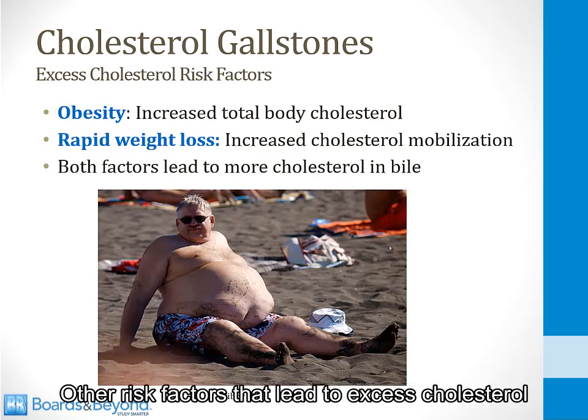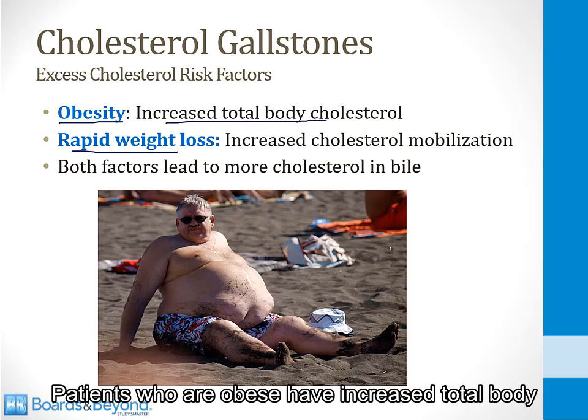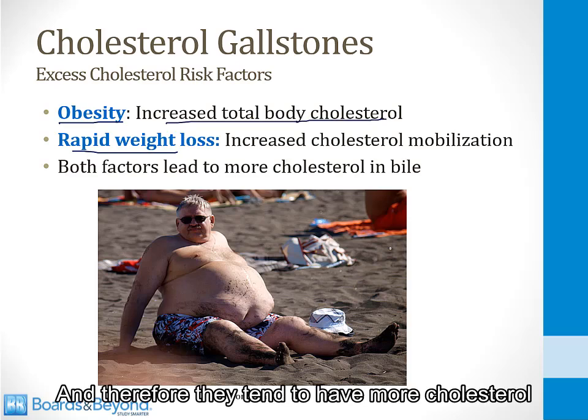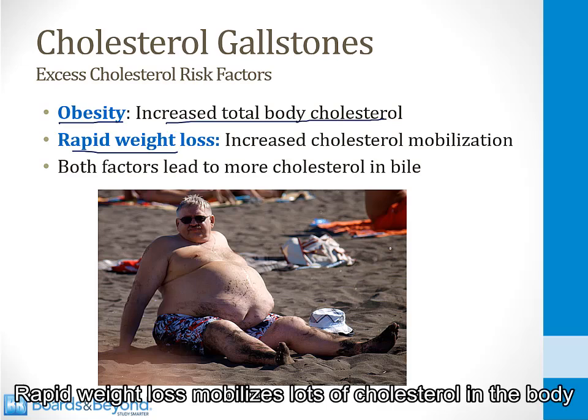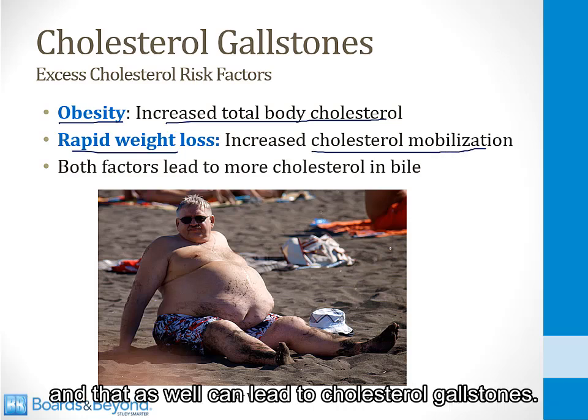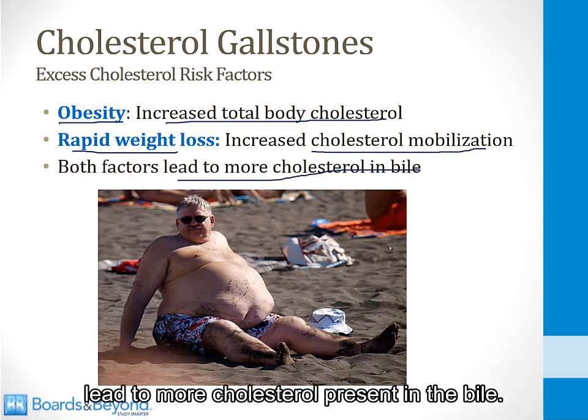Other risk factors that lead to excess cholesterol in bile include obesity and rapid weight loss. Patients who are obese have increased total body cholesterol stores, and therefore they tend to have more cholesterol in their bile, and that puts them at risk of gallstones. Rapid weight loss mobilizes lots of cholesterol in the body, and that as well can lead to cholesterol gallstones. Both of these risk factors lead to more cholesterol present in the bile.